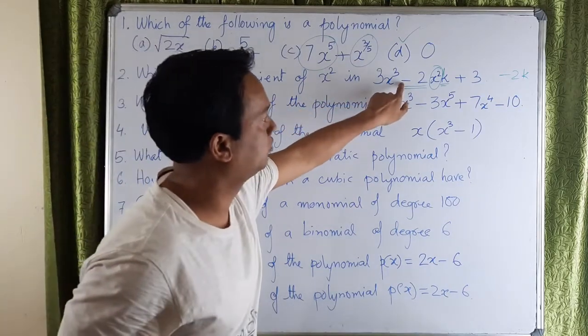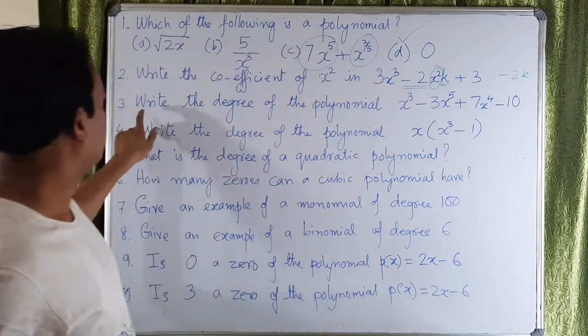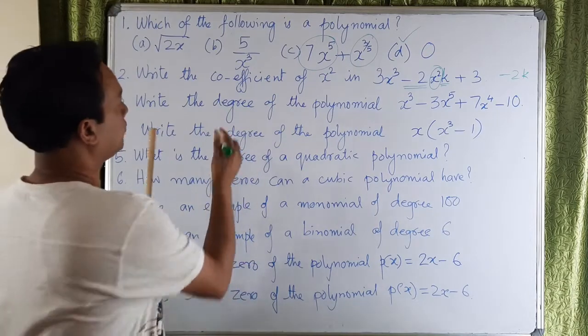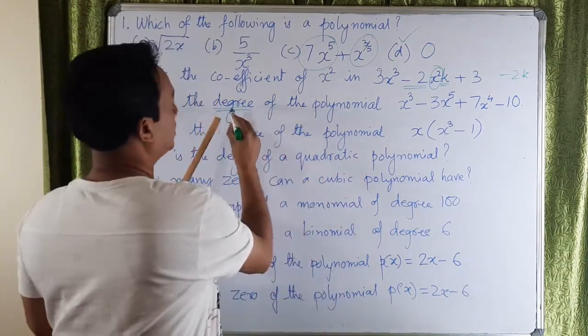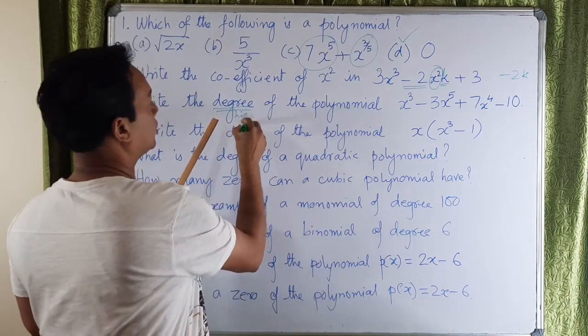Minus sign also is important. Keep that in mind. Write the degree. What is the meaning of degree? Highest power. Now, we will look for highest power. Remember, degree means highest power. I've already done this.